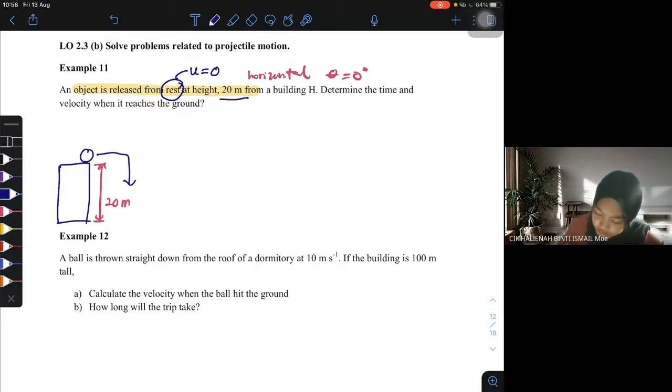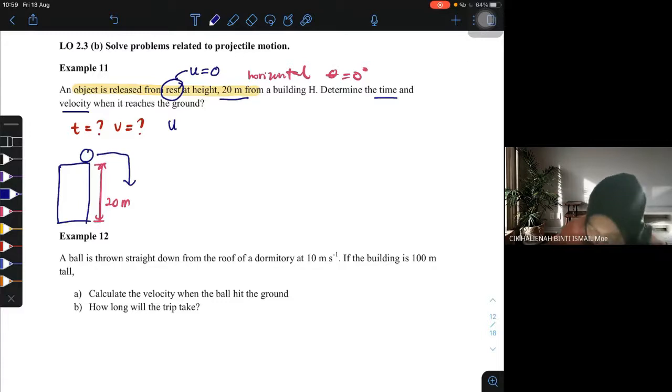So the question asks here to determine the time and velocity when it reaches the ground. So we want to find the time and then velocity. First of all, we only have one piece of information here, which is the value for initial velocity.